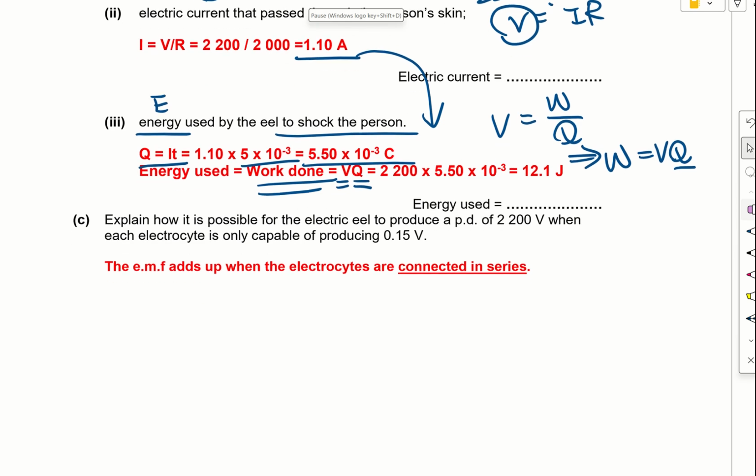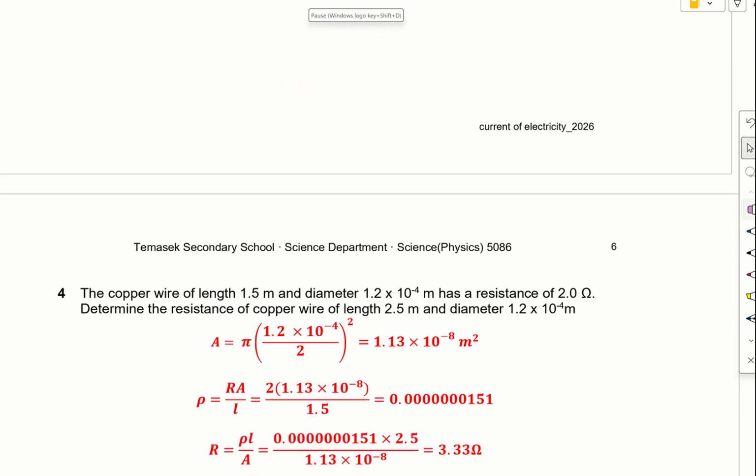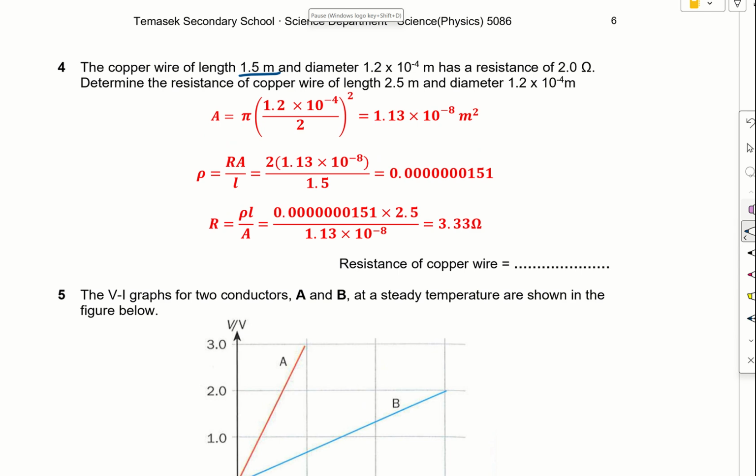Now, explain how it is possible for the electric eel to produce a PD of 2200 volts when each one is only capable of producing 0.15 volts. Because they are connected in series, and in series, the EMF can be added up.